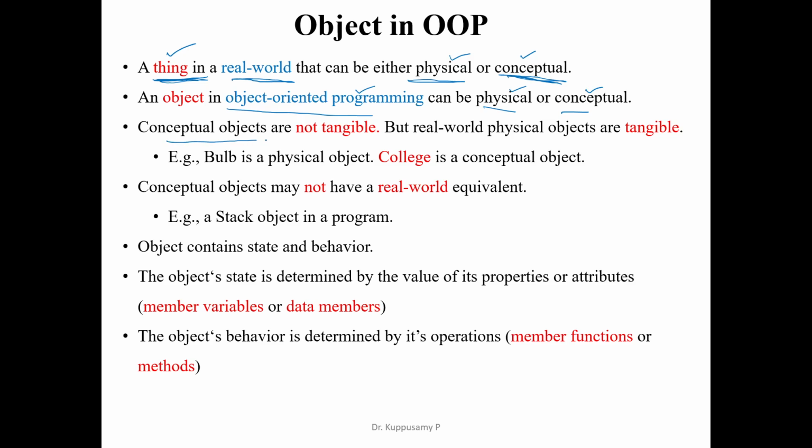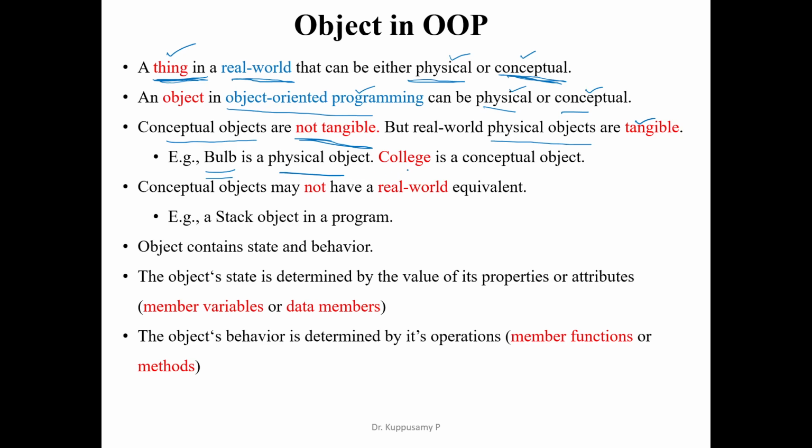Conceptual objects are intangible, not tangible. That means we cannot touch them with our fingers. But in the real world, physical objects are touchable. We can touch the products with our hand or fingers. For example, you can take any mouse, laptop, or cell phone. These are all physical objects: cell phone, laptop, mouse, pen, etc.